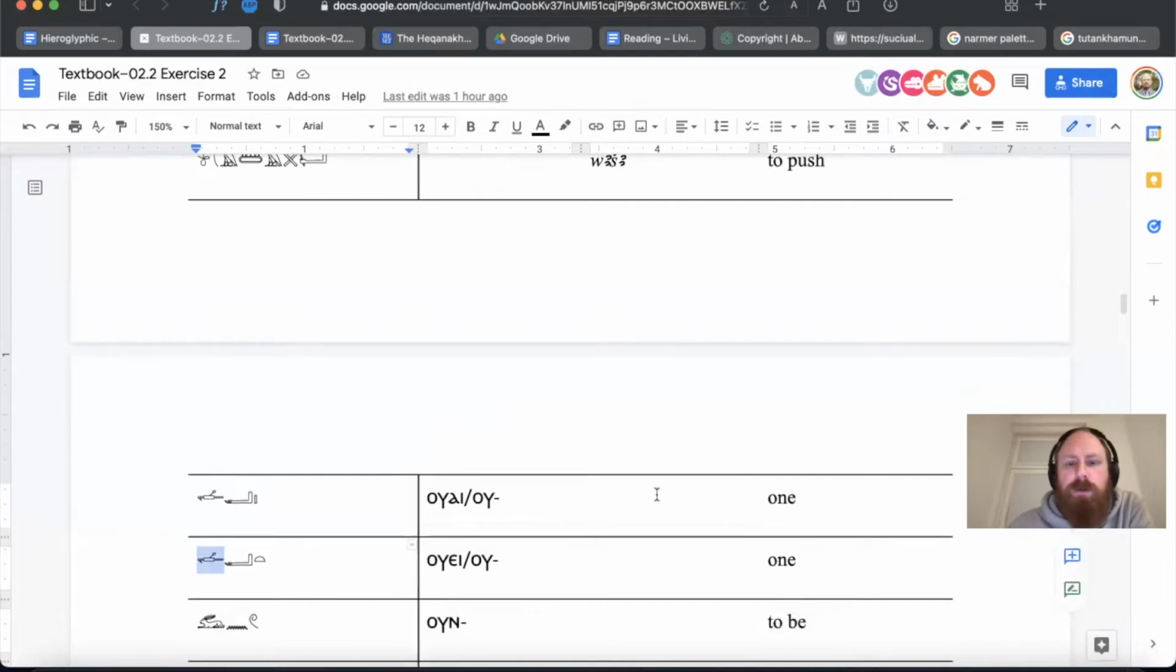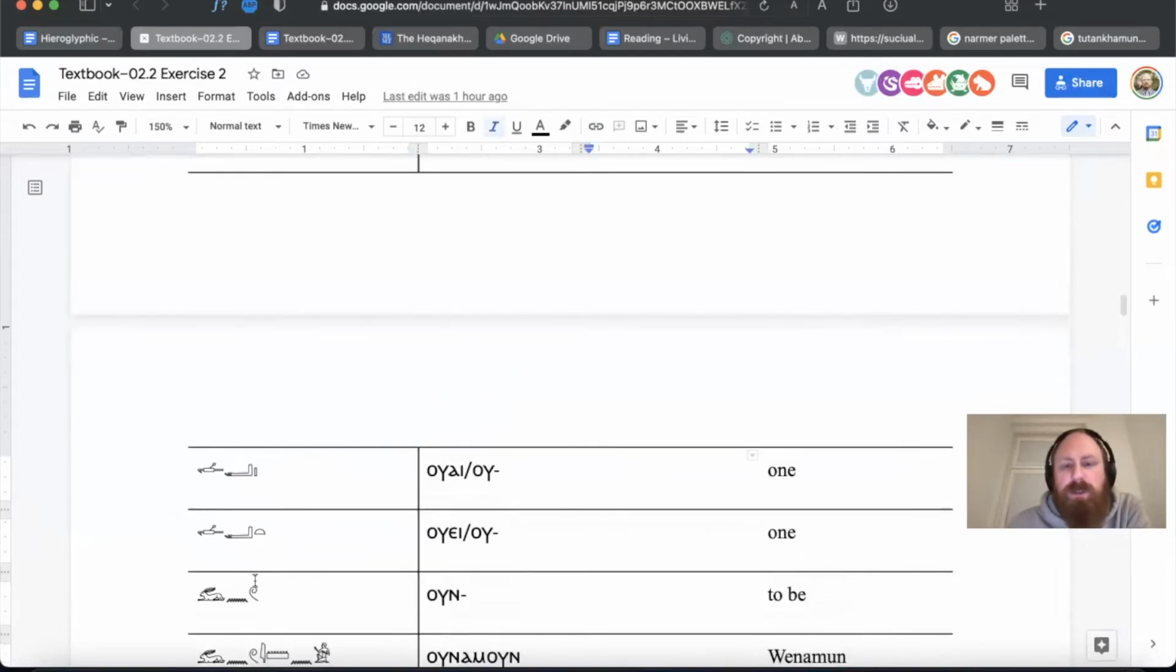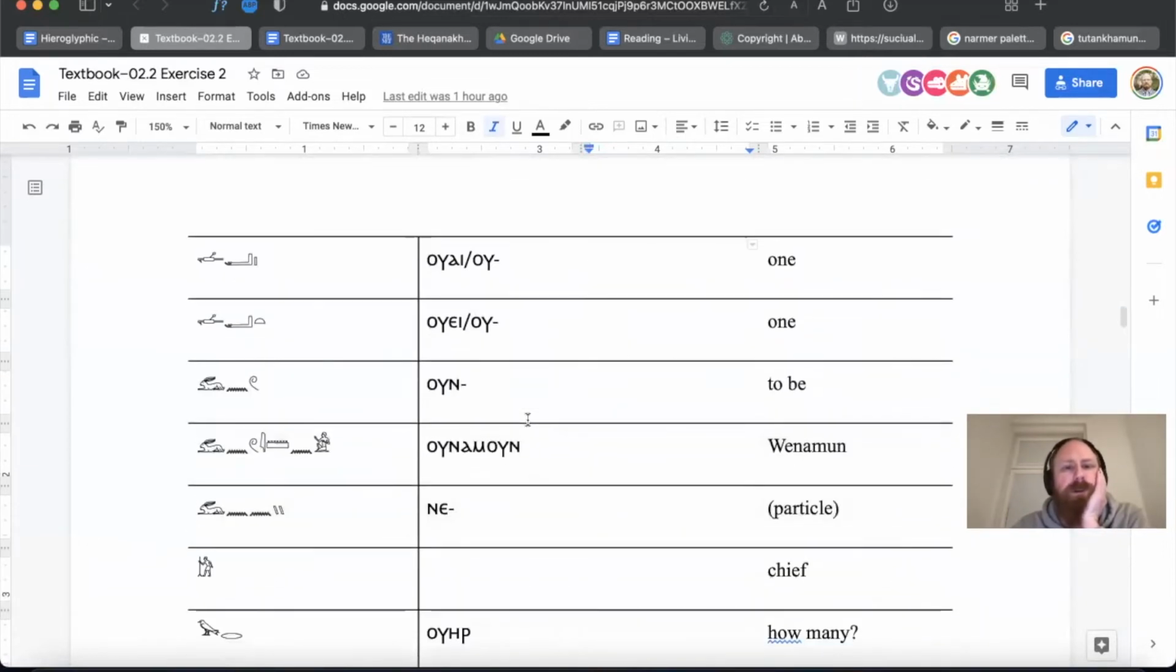We can reasonably assume that ancient Egyptians did have names for these things. They're just not preserved anywhere. It's not the kind of thing that gets written down. So we just don't know what it is.